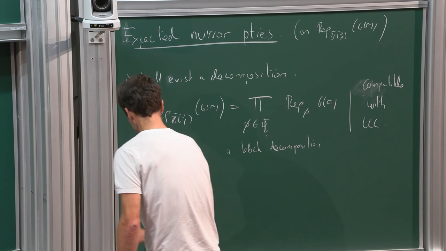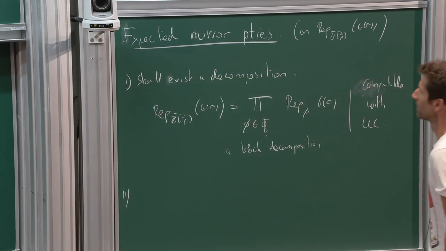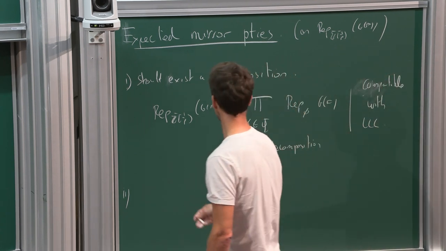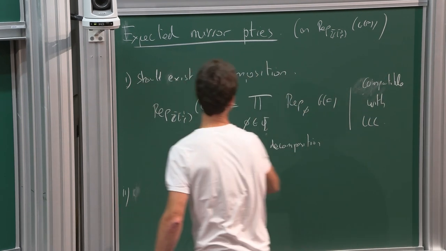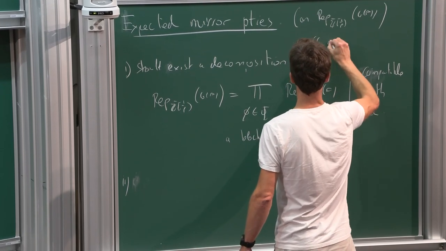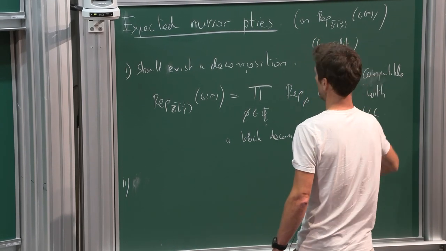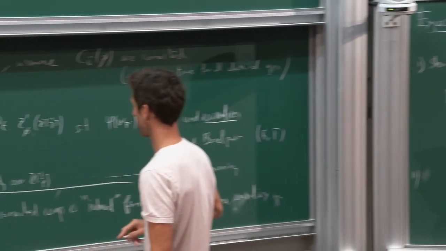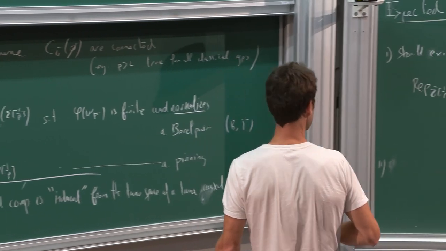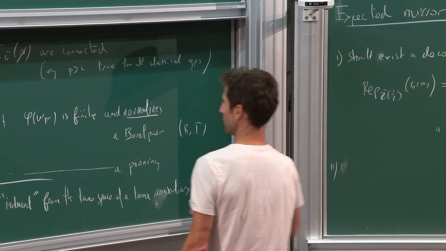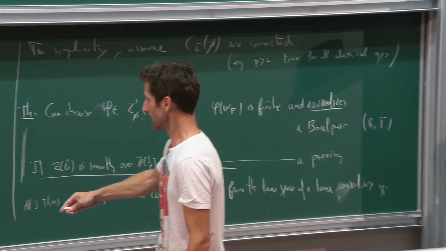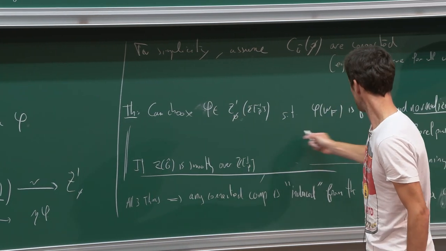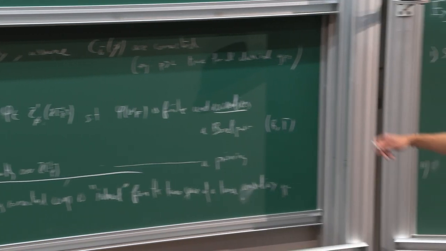And then the second expectation you might have is that you can cook up, suppose G is quasi-split everywhere, with this group and the outer action associated to this phi, which does not depend on any choice.